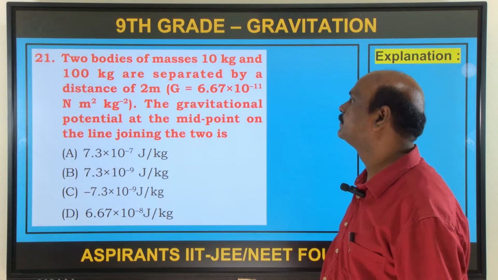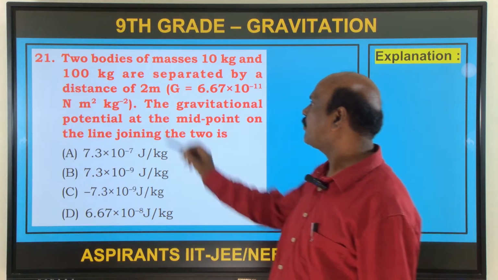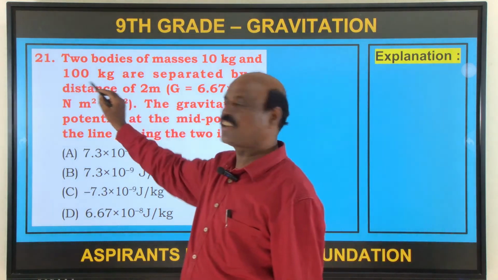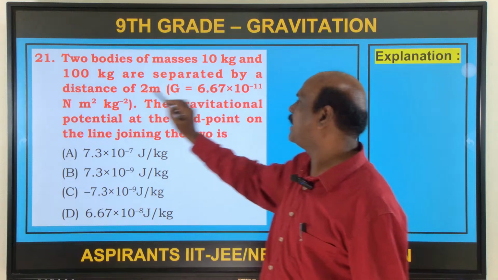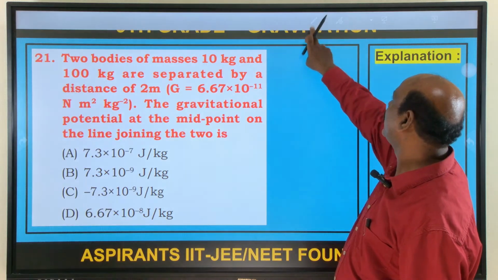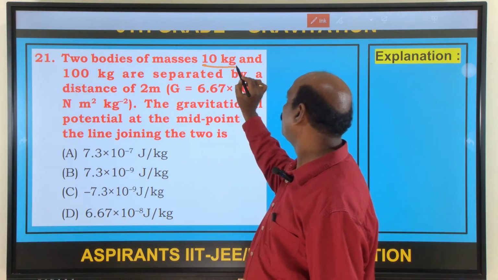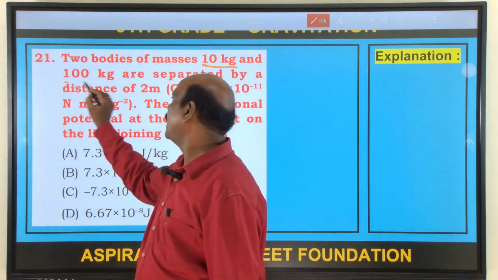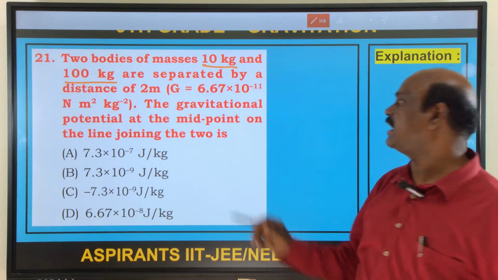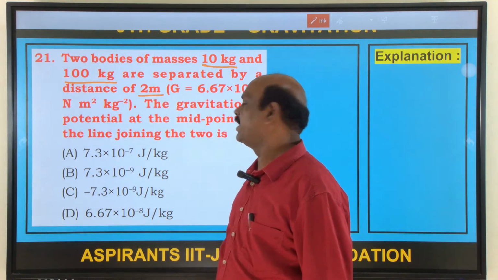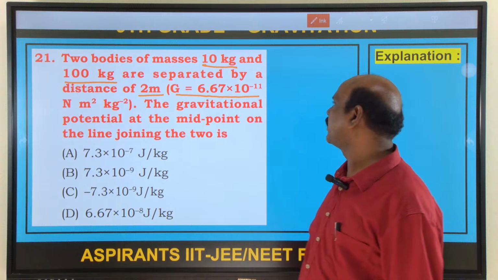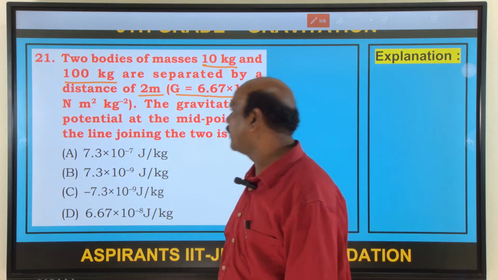Next, two bodies of masses 10 kg and 100 kg are separated by a distance of 2 meters. So what is given here? One mass is 10 kilograms and the other mass is 100 kilograms, and the distance between these two objects is 2 meters. Here, the G value is 6.67 into 10 power minus 11 newton meter square per kg square.